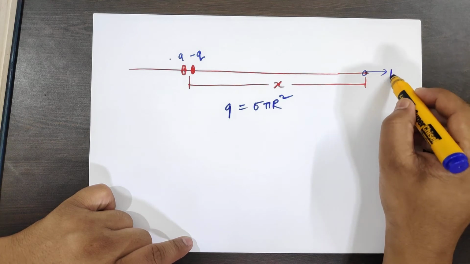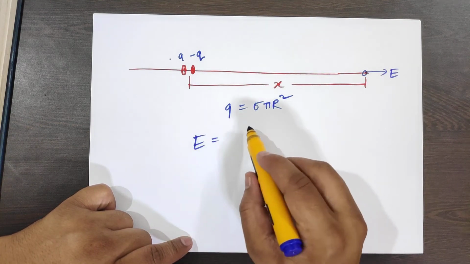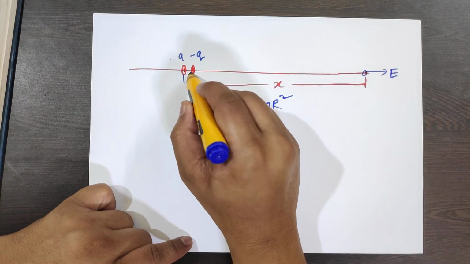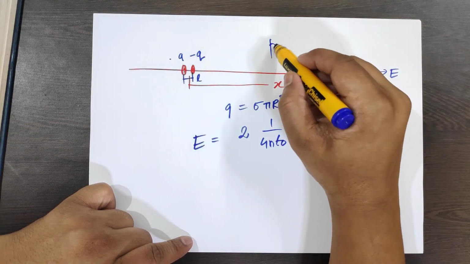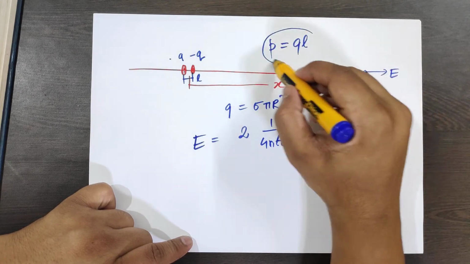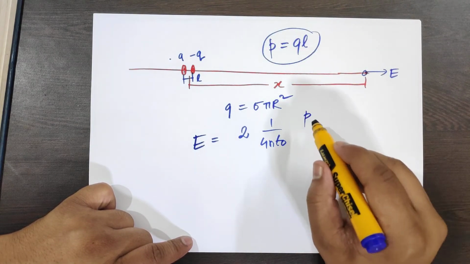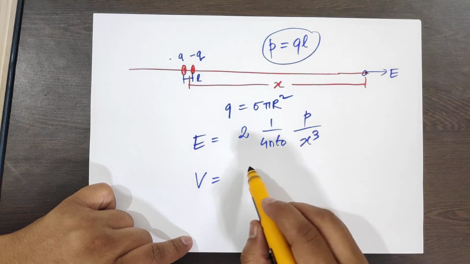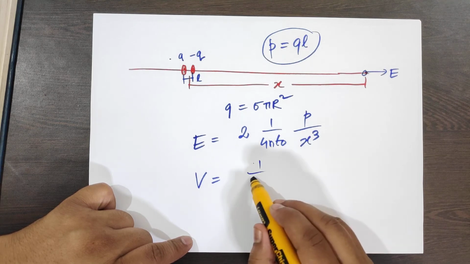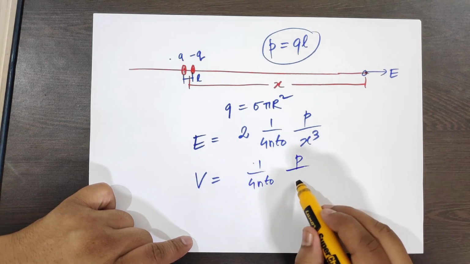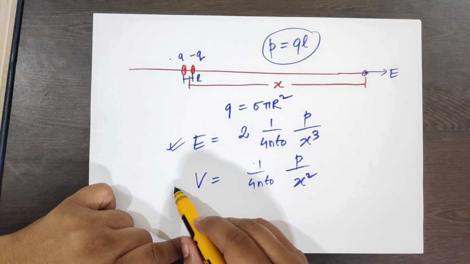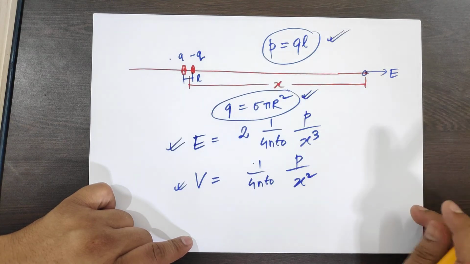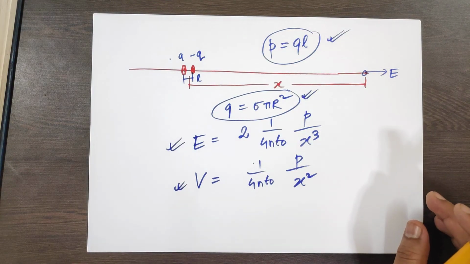So the field due to a dipole is how much? 2 into 1 by 4 pi epsilon naught times p by x cube, where the dipole moment p equals q into L. And the potential is p by x square. If you substitute the values, with q and p as above, you will get the value of potential and field.